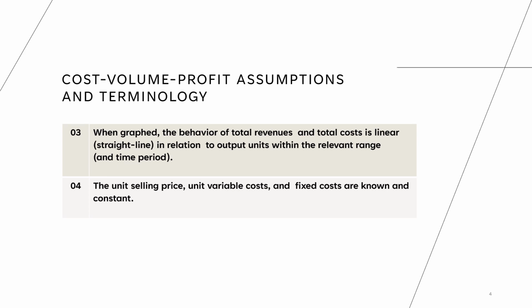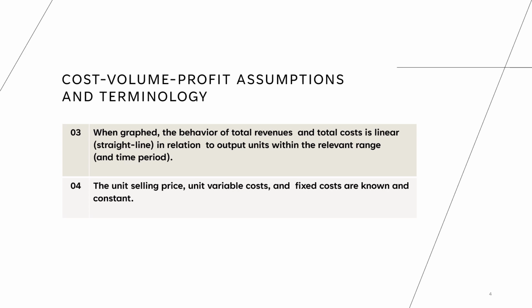And the relevant range and time period. The relevant range refers to the range of the output units or activity level where the linear relationship between total revenue and total cost holds true. It is important to note that this range may vary depending on the business and its operations. The time period refers to the specific duration over which the total revenue and total costs are measured and analyzed. It could be a month, a quarter, or a year, etc.